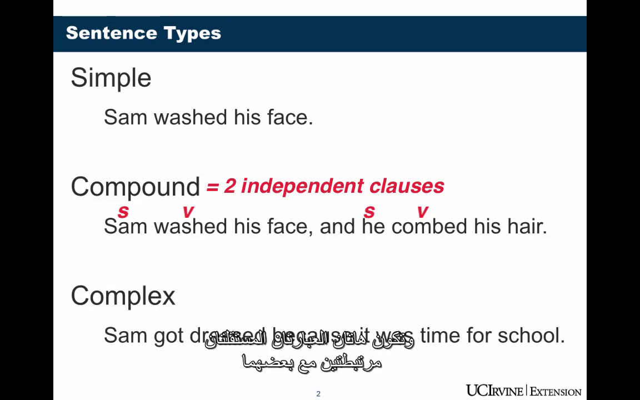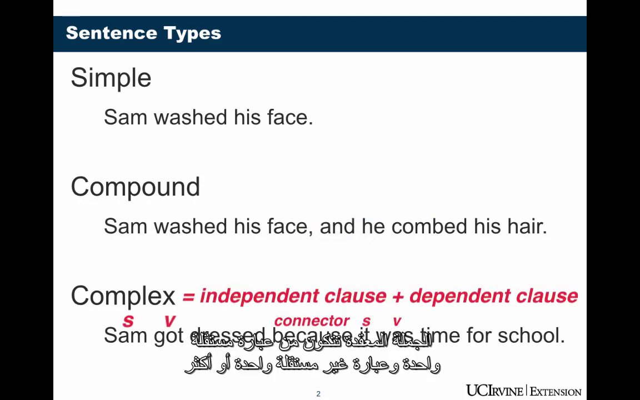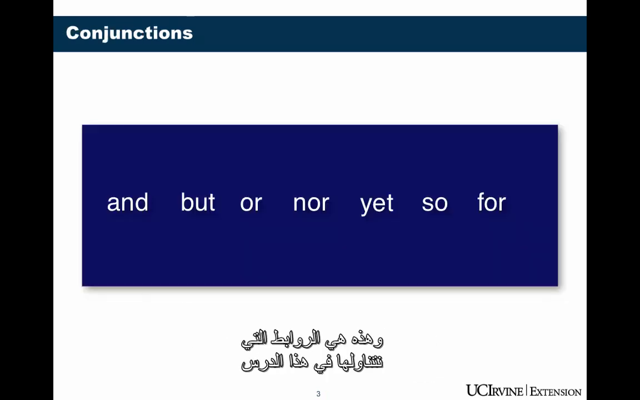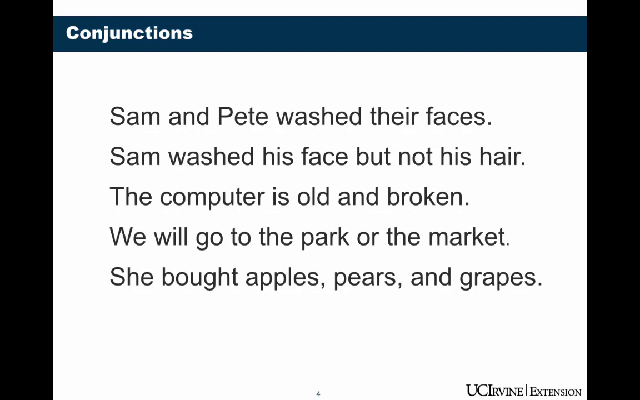Those 2 independent clauses are joined together, and one way to join them is with a conjunction like and, and a comma. A complex sentence has one independent clause and one or more dependent clauses. Here are the conjunctions that we're talking about in this lesson. These are called coordinate conjunctions, and there are 7 of them: and, but, or, nor, yet, so, and for. Those conjunctions help us to connect things.